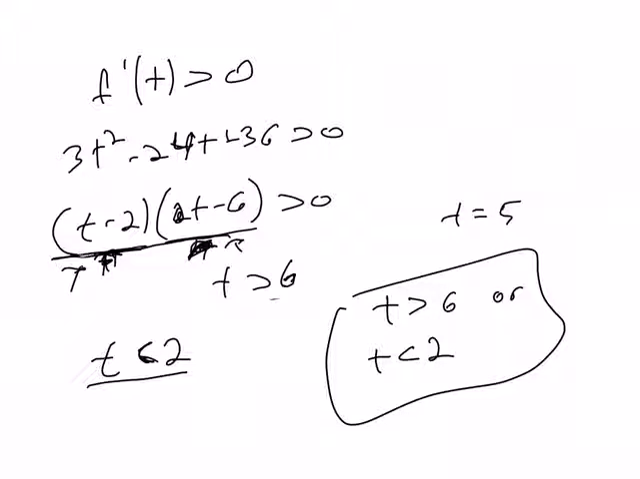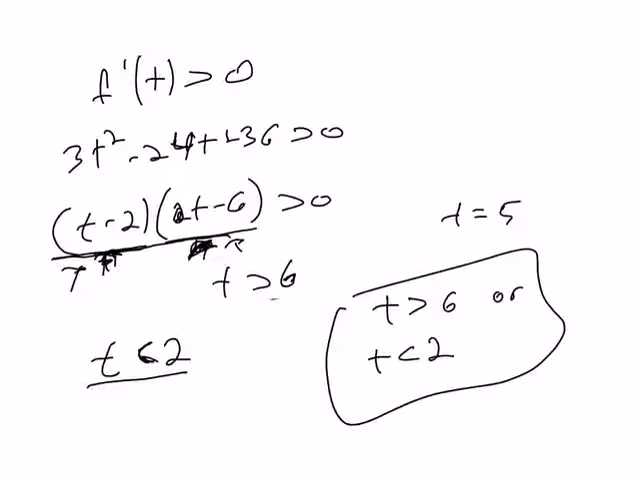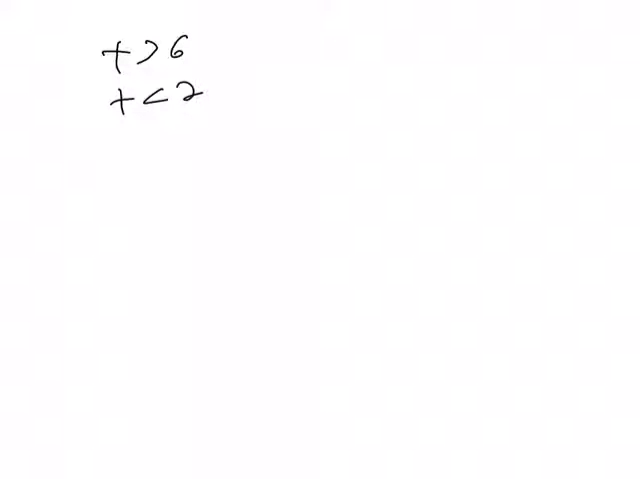So we want to look at the first 8 seconds. So again, t is less than 2, and t is greater than 6, or t is 2. So we know that from the 0th second until t is 2, the particle is traveling in the positive direction.